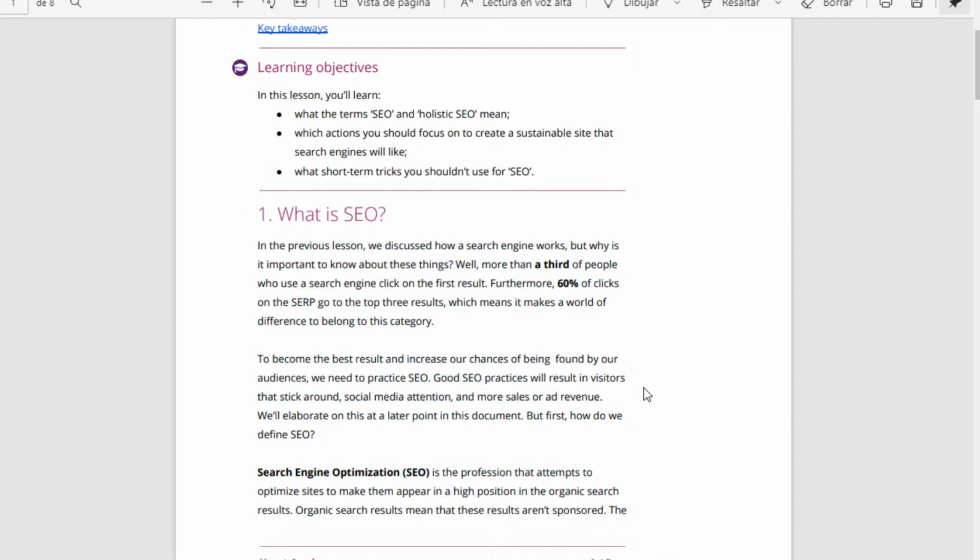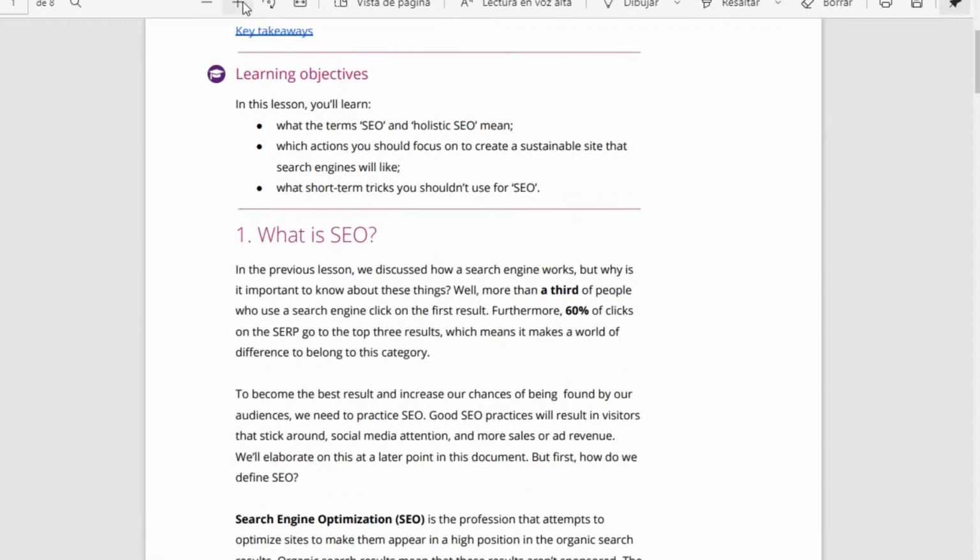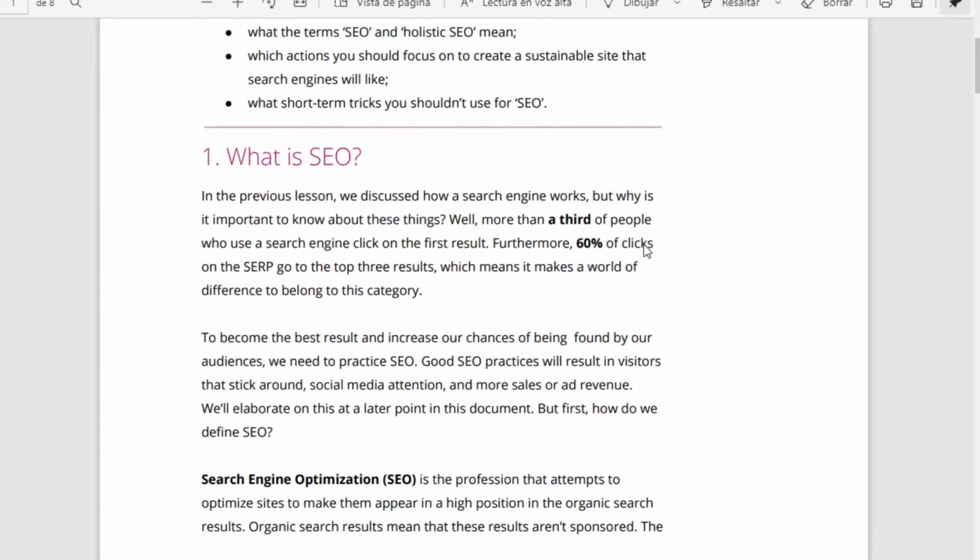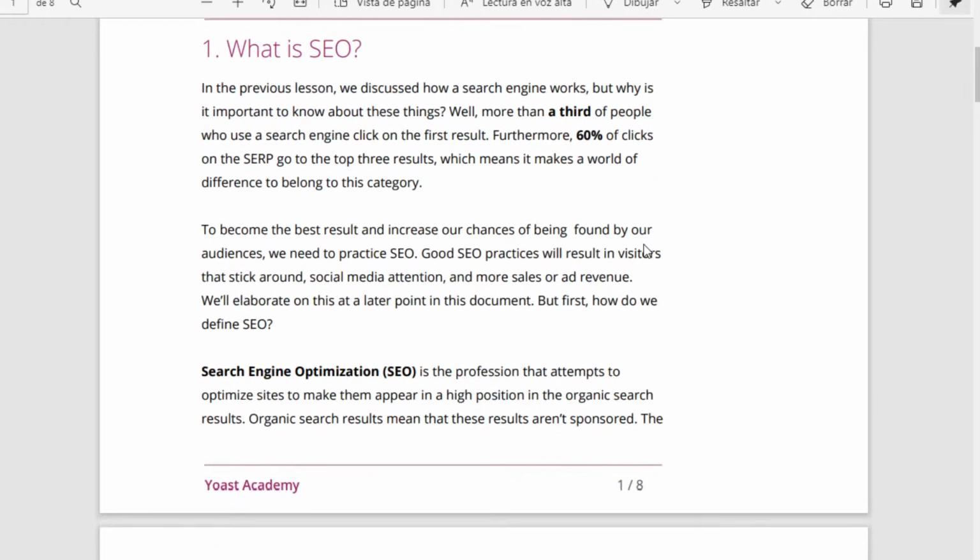One. What is SEO? In the previous lesson, we discussed how a search engine works, but why is it important to know about these things? Well, more than a third of people who use a search engine click on the first result. Furthermore, 60% of clicks on the SERP go to the top 3 results, which means it makes a world of difference to belong to this category.